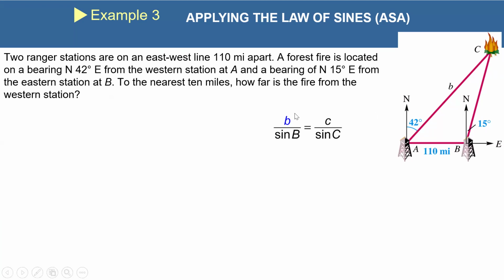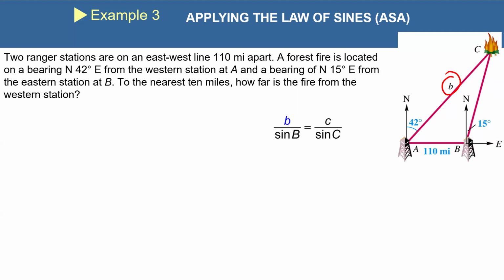Okay. So once this is approximate to the nearest 10 miles, how far is the fire from the western station? So we need to find B. So we're looking for this guy. How far is it from the western station?